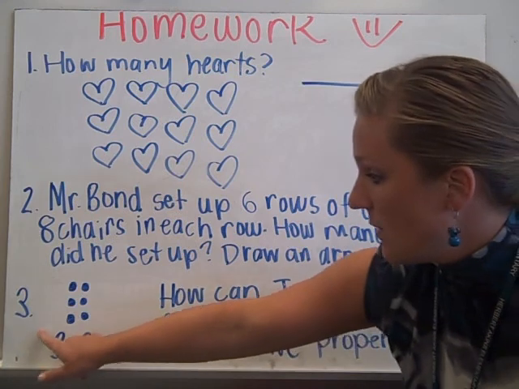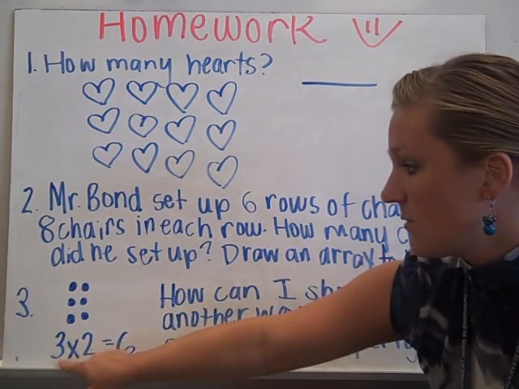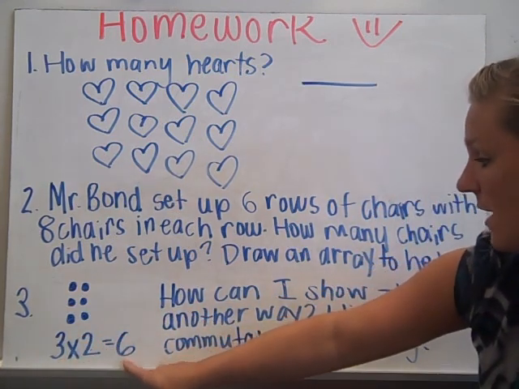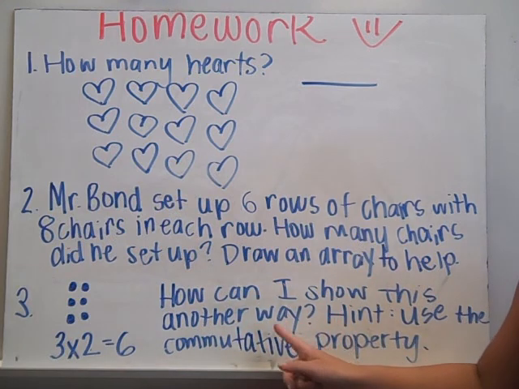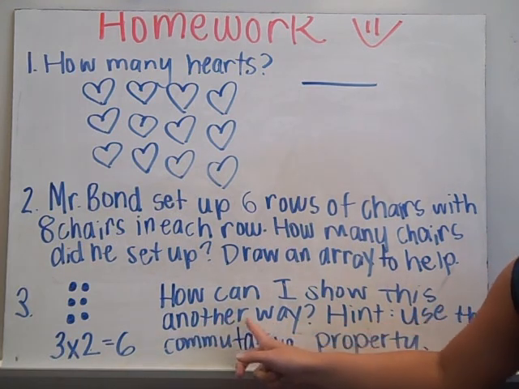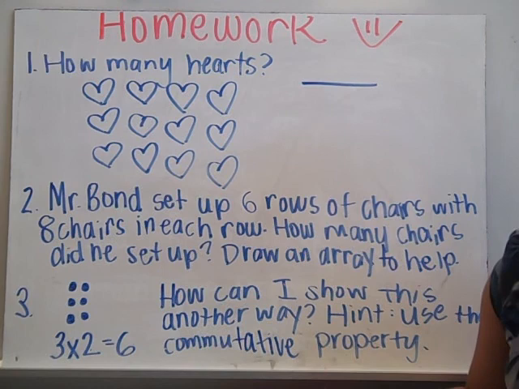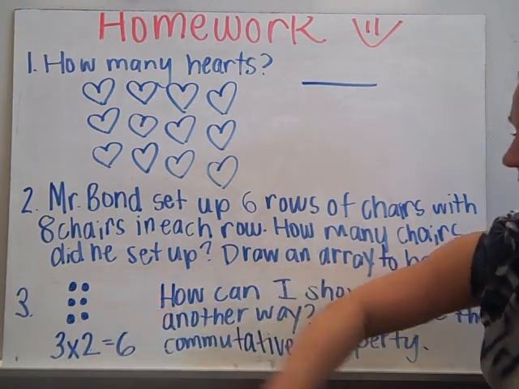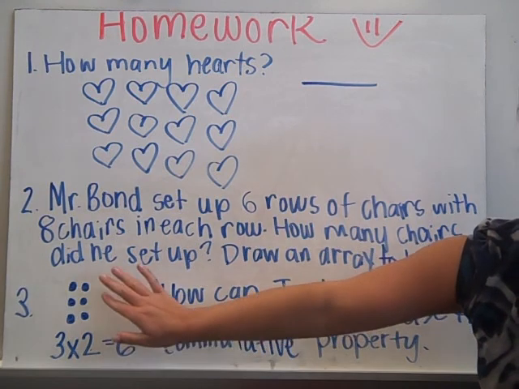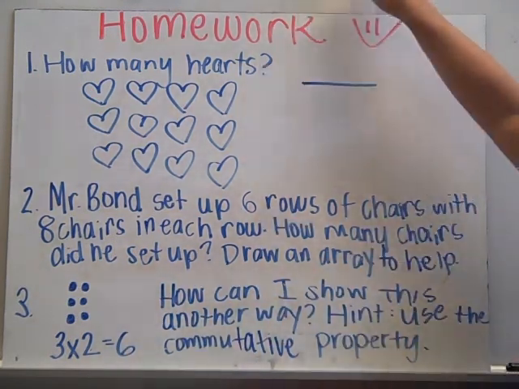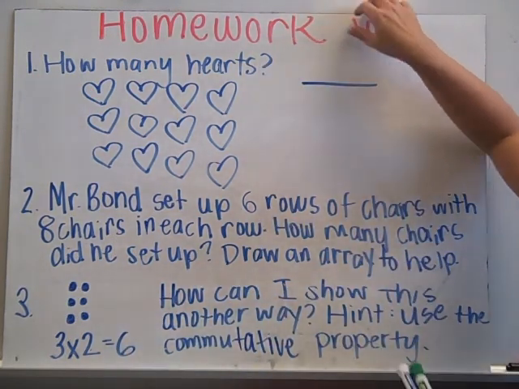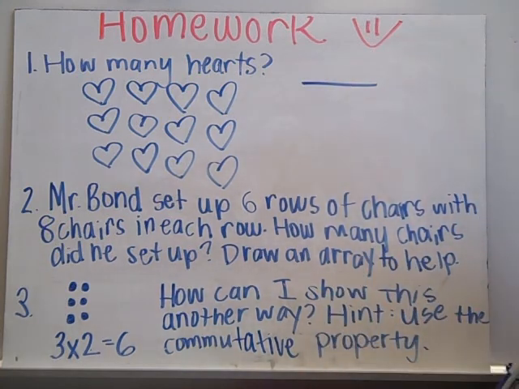And then lastly, I want you to look at this array. It's 3 times 2 equals 6. And I want you to show me another way. So draw that array another way using the commutative property to help you. Okay? So prove the commutative property by drawing this array in the other way. Again, we just did an example, so if that's unclear, go back and watch the example.